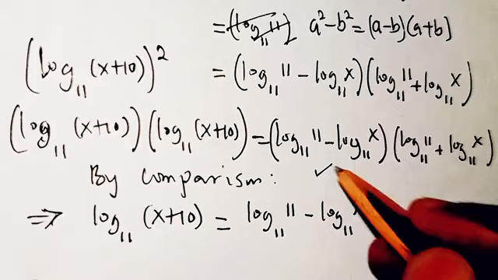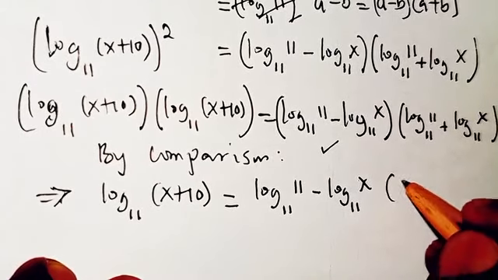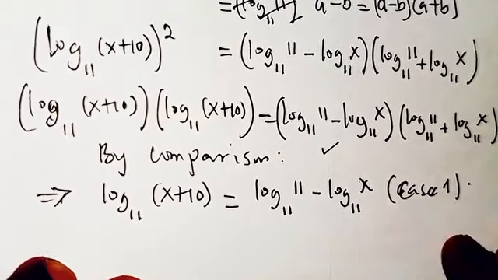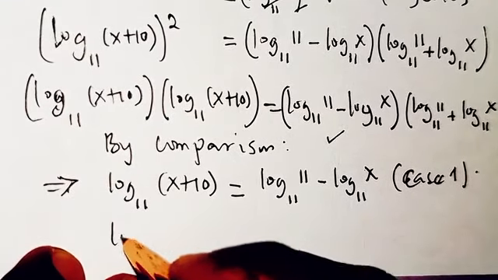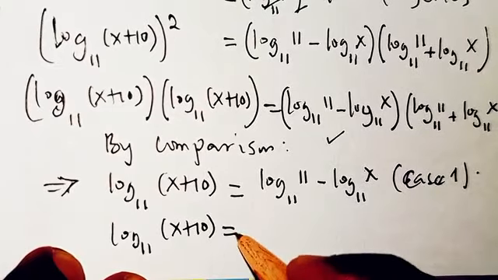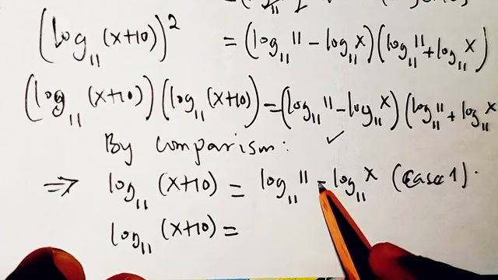I'm picking the first one here. So, case... that is case 1, right? Case 1. So we can have log(x + 10) = log 11 - log x, since we have the same base.